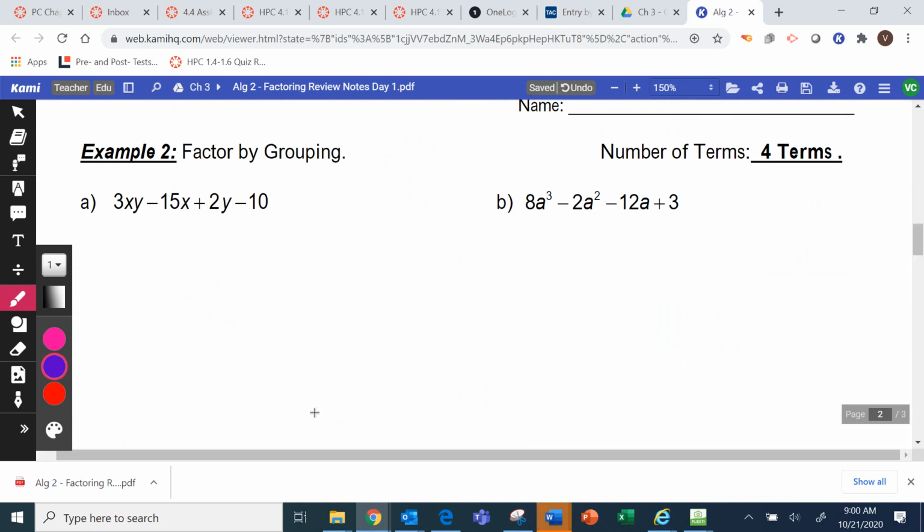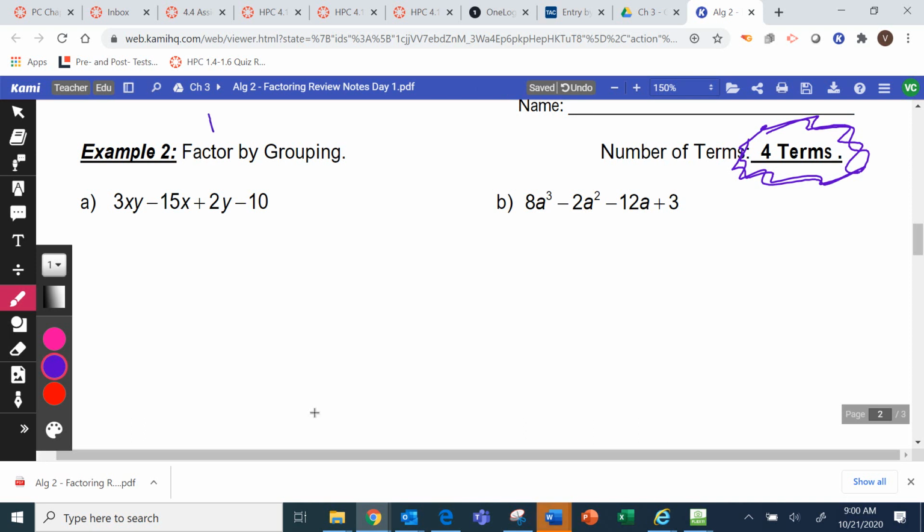This section is called factor by grouping. There are different ways of doing this, and for those of you that would like a challenge, I will give you a challenge when you've practiced some of these. But the ones that we're going to do are going to be basic, so they're all going to be the same. So we're going to do factor by grouping when we have 4 terms.